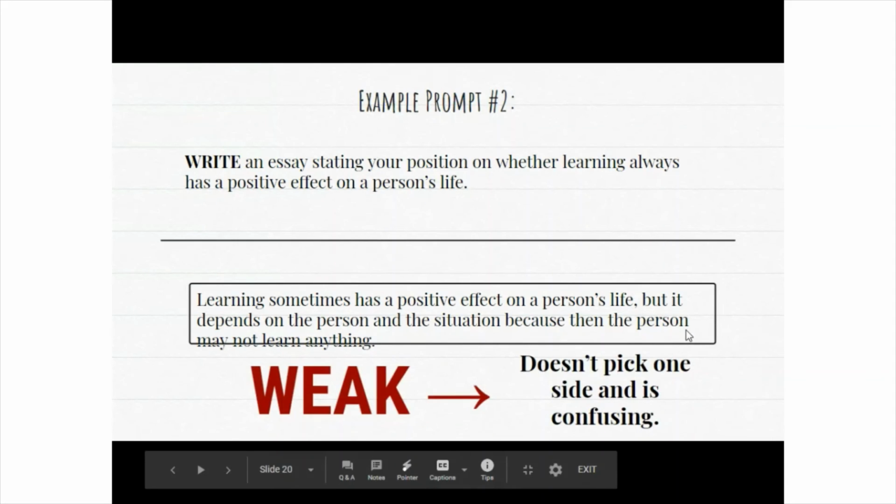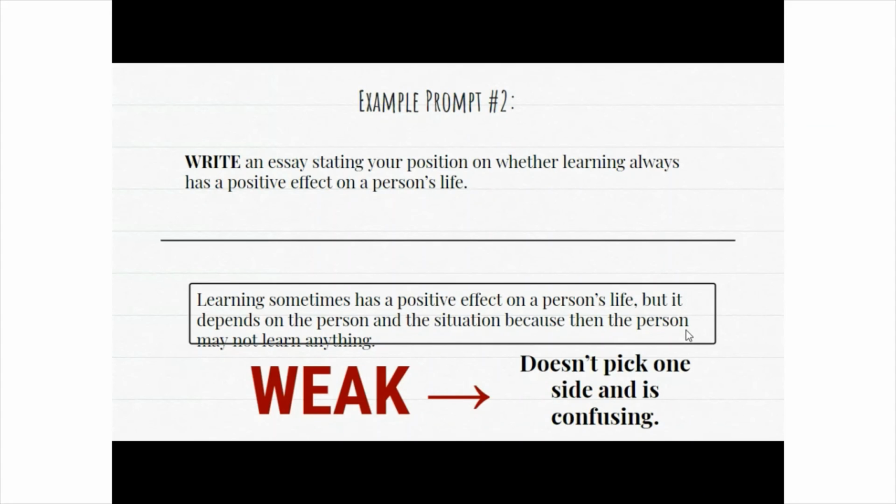Okay, it doesn't pick a side. It says, learning sometimes has a positive effect, but it depends because they may not. So they're wishy-washy. We don't like that. We like choosing one side. So that's what makes this one weak. Let's do it again. Next one.